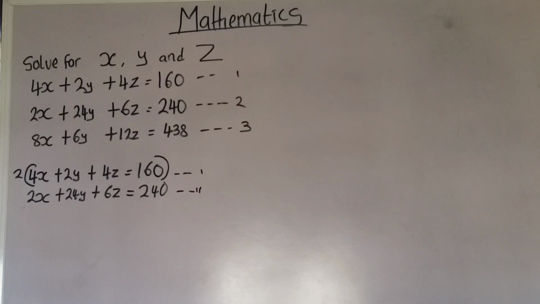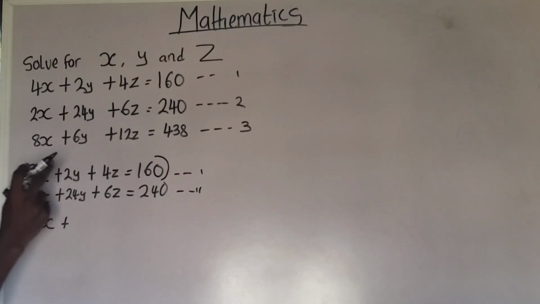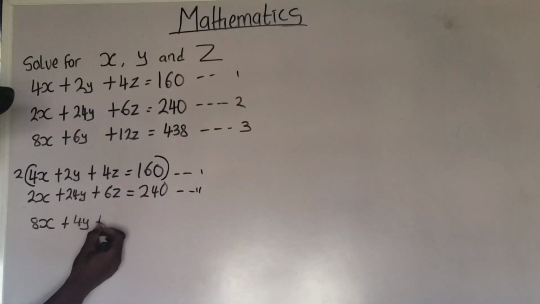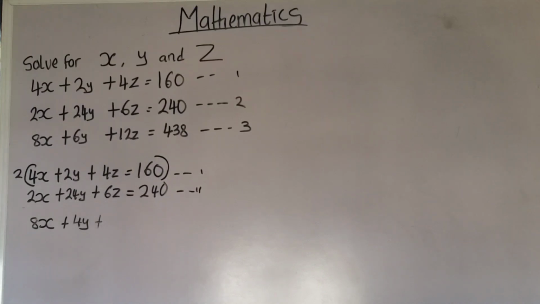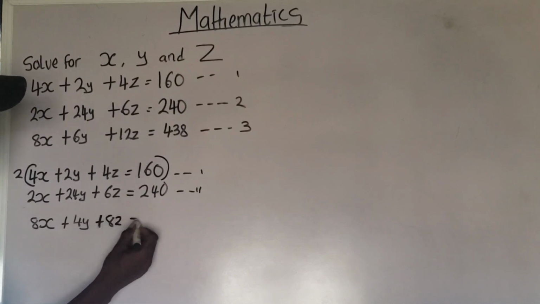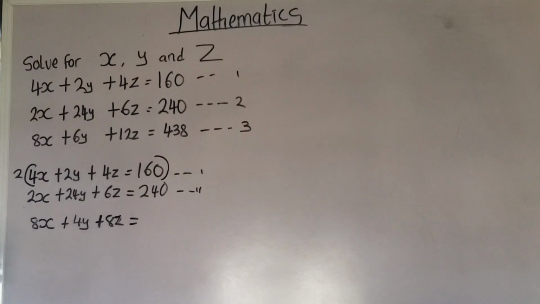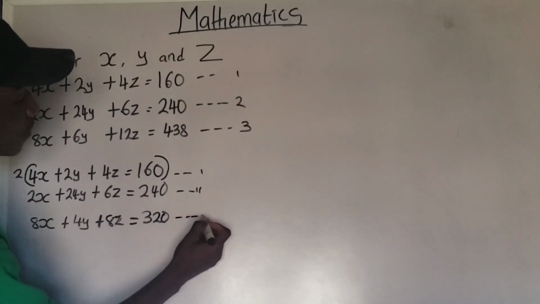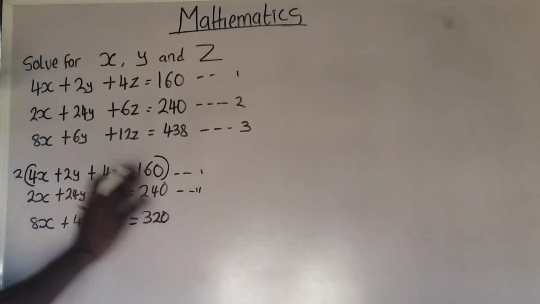Do you understand? So, I'm going to have 2 multiplied by 4x, that is 8x. Plus 2 multiplied by 2y, that is 4y. 2 multiplied by 4z, that is plus 8z, is equal to, 2 multiplied by 160, that is 320. Now, let us call this equation 4. Don't worry, just pay attention.